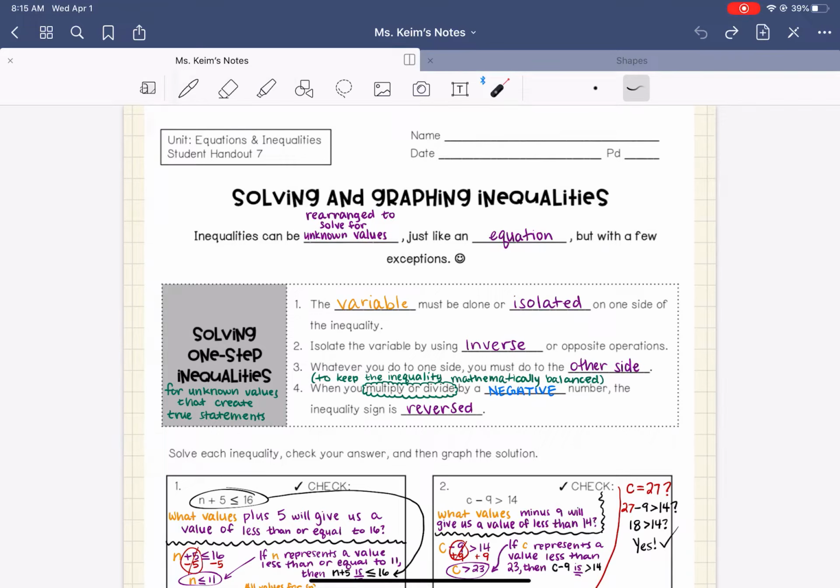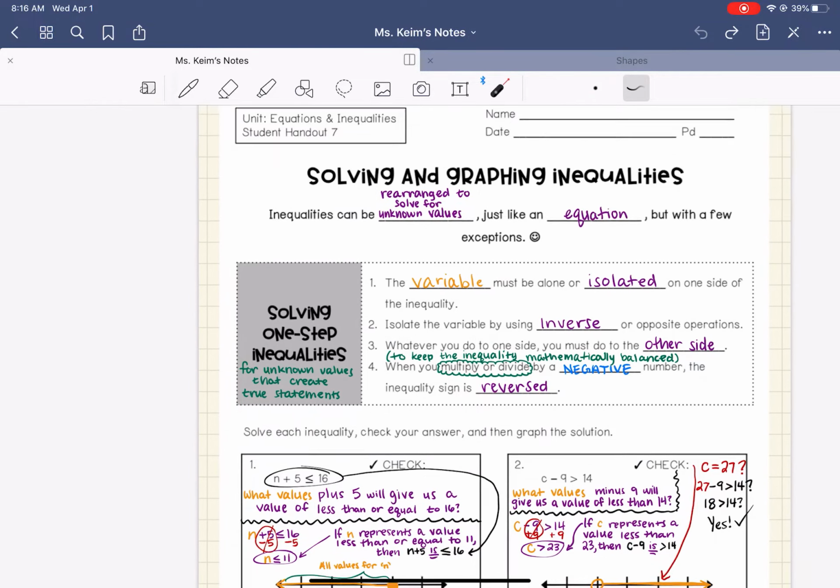Hey guys, so today we're going to talk about what it means to solve an inequality. Just as a refresher, when we are presented with a situation that has a range of solutions instead of just one solution, this is known as an inequality because the solution isn't equal to any one number.